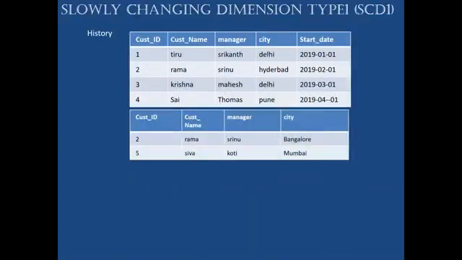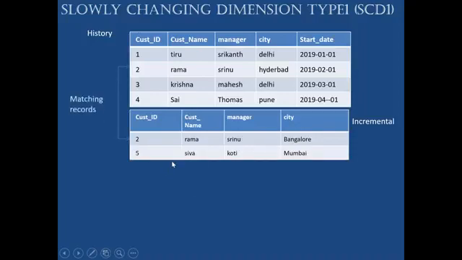Take your example: these are historical data, and this is incremental data, meaning this is already existing, and this is new data which is coming. Can you tell me, Rama Srinu, he was in Hyderabad, now he is moving to where? He is moving to Bangalore. Next, this is the fifth record, a new customer is coming.